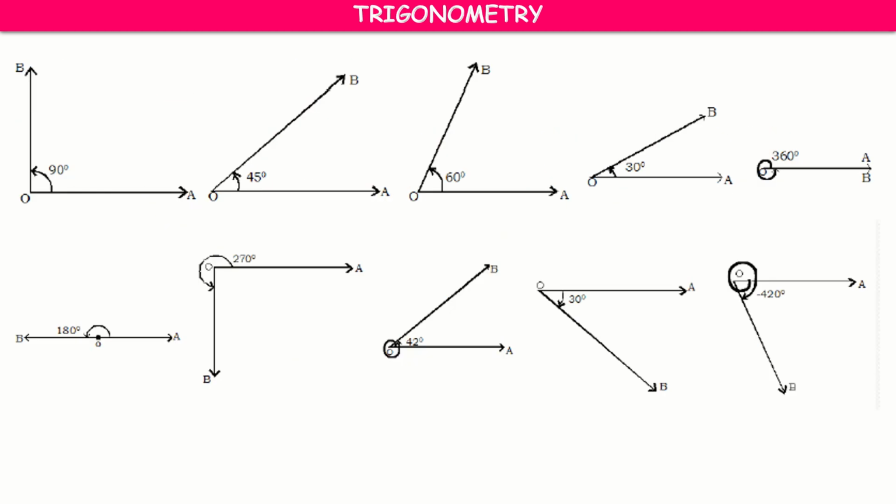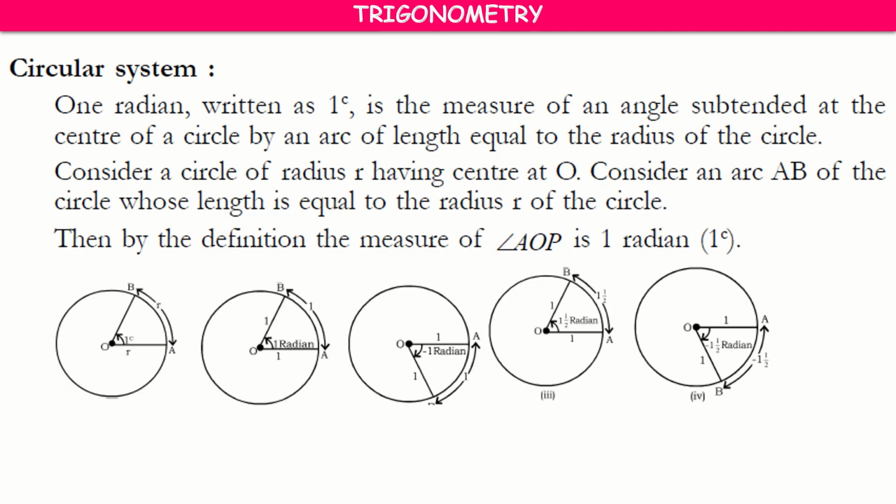Here I am showing 90 degrees, this is the angle, this is 45 degrees, and this is 60, 30. You know very well, this is 360 degrees, which means a complete rotation, and this is 180 degrees, this is 270 degrees, and this will become 90 degrees. This is 30, and this is minus 420, because it started here, one complete rotation was completed, and again it moved some more, so it is totally minus 420 degrees.